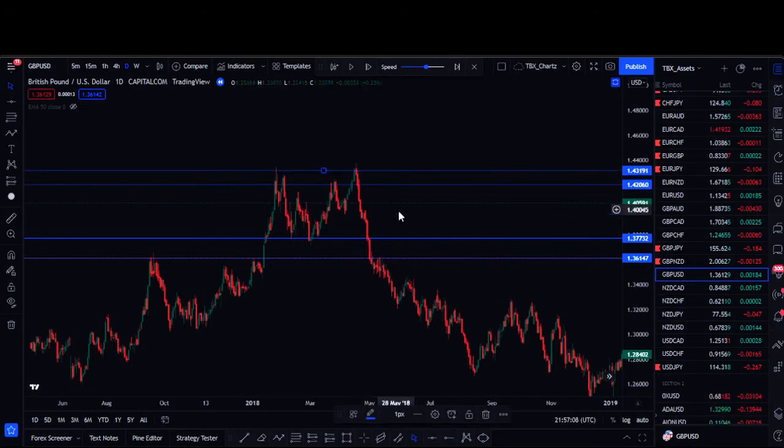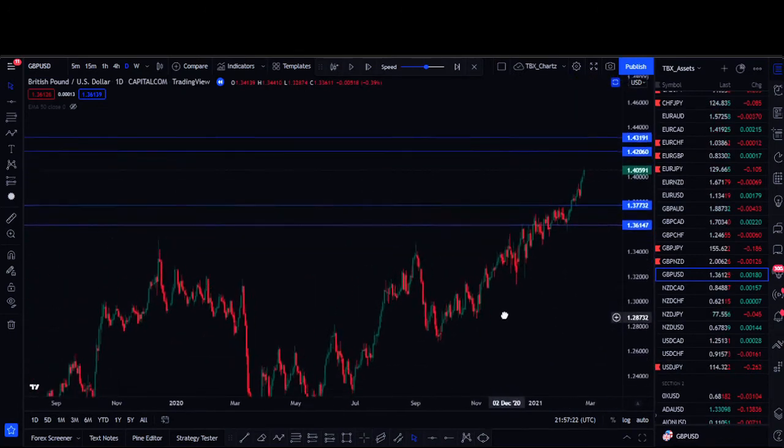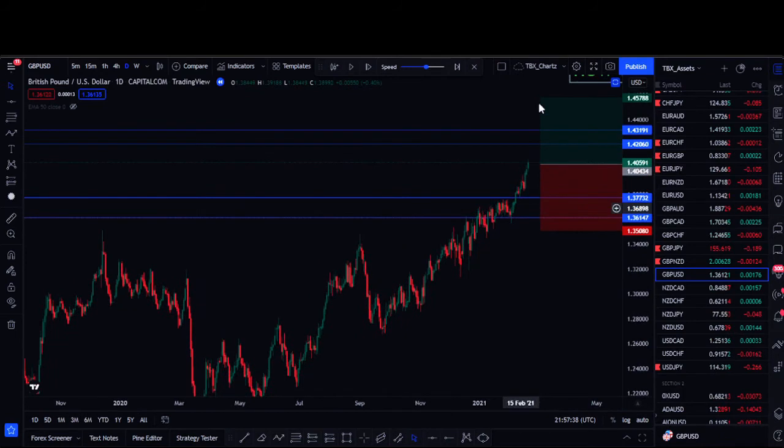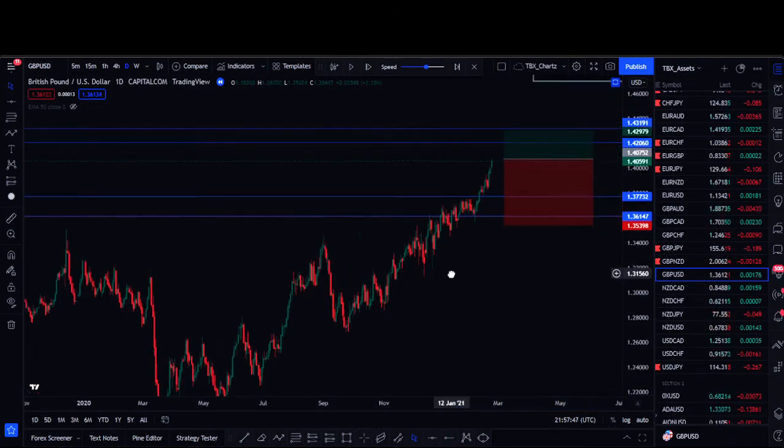You need a zone that has been tested multiple times. Price has tested it here, 1, 2, 3. So that's been tested multiple times. Since I've gotten my support and my resistance, what do I do? These are the mistakes most traders make. A trader can get something like this and just say, okay, this is my support zone, this is my resistance zone, let me take my trade and do something like this.